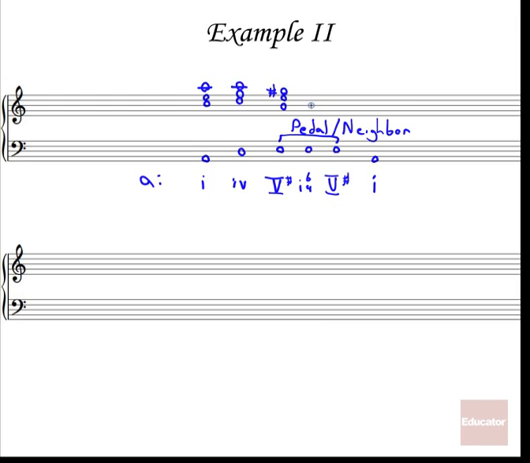Okay, and then this is a pretty simple motion. B to C, E stays on E, G sharp to A, and then right back here. And then, of course, we can use the same motion for the cadence because the bass is now going to 1, but the upper voices can do just what they did before.